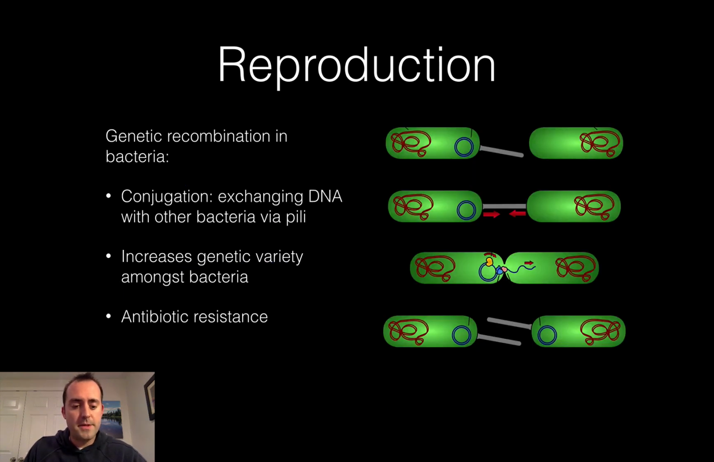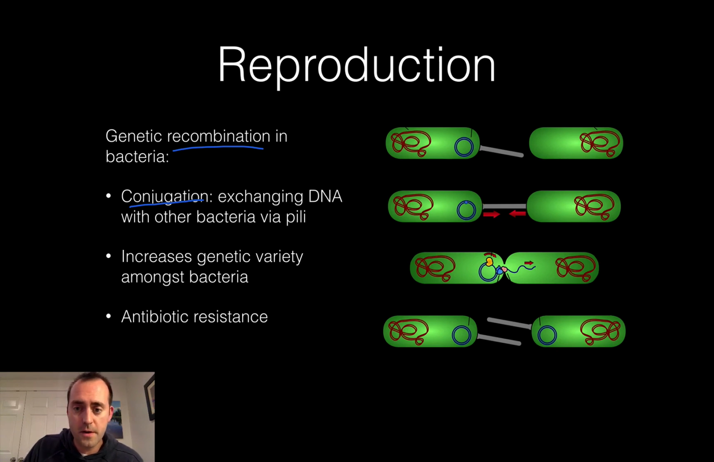Now another way bacteria reproduce, in fact it's not really reproduction, but it's a way they exchange genetic material, is through genetic recombination. Recombination comes from the word recombine. So bacteria have a way of exchanging DNA with each other. This is called conjugation. Basically, those pili that we talked about can form what's called a mating bridge, a structure that connects the 2 bacteria cells together, and so their cytoplasm can now transfer materials.